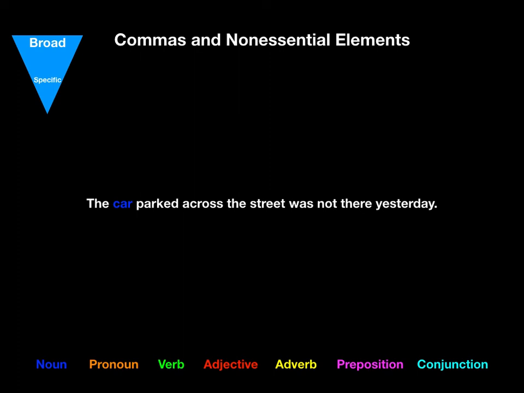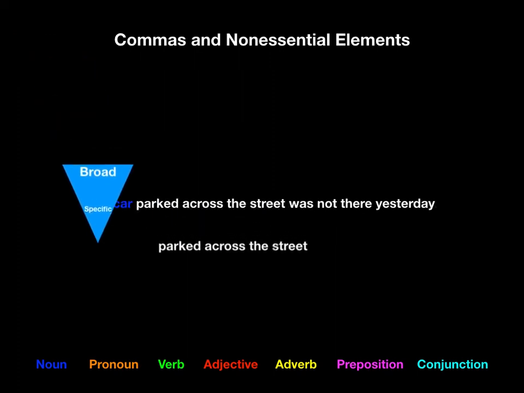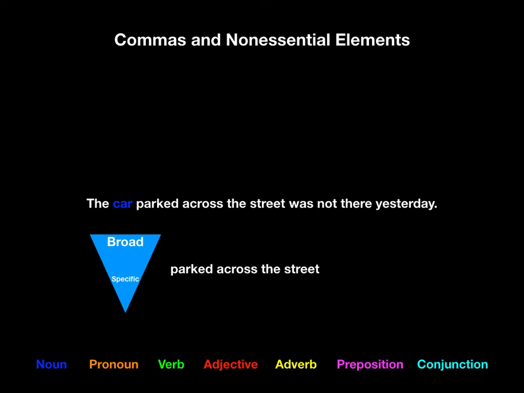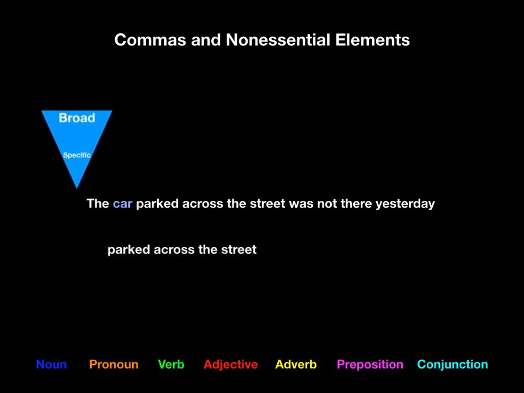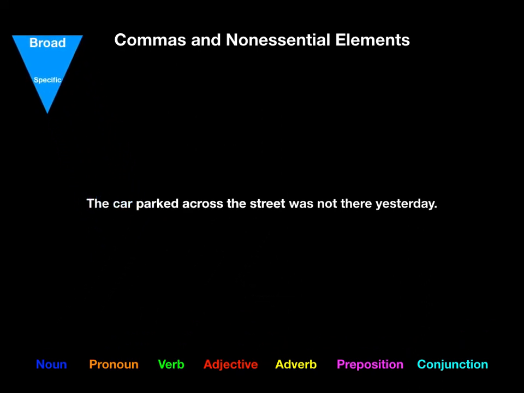So we need to determine whether "parked across the street" is essential or non-essential to this sentence. Is this information broader or more specific than the noun "car"? This information appears to be more specific. If we eliminate this phrase from the sentence, we have "The car was not there yesterday." However, without "parked across the street," we do not know which specific car we are discussing. Therefore, "parked across the street" would be essential. This phrase would then be merely reincorporated within the sentence. "The car parked across the street was not there yesterday."